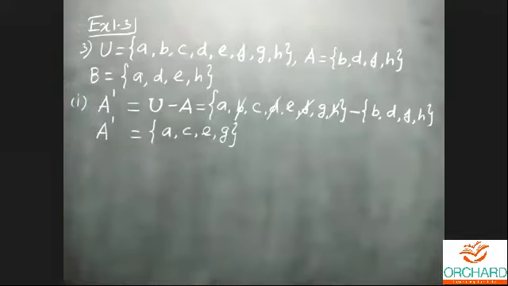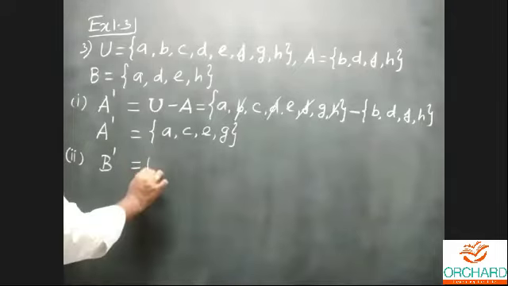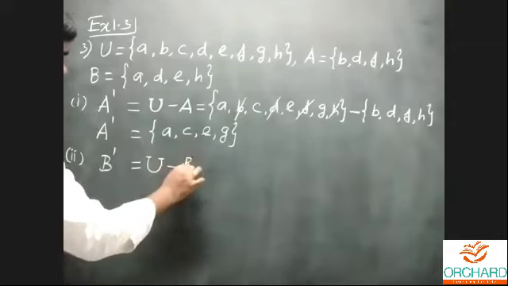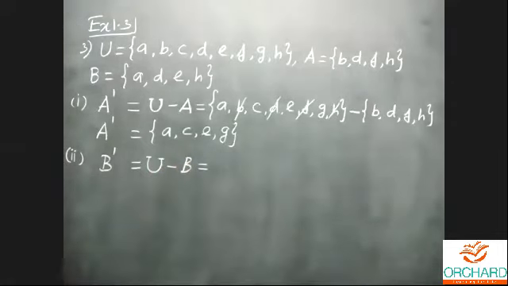The same way you can identify the complement of B. The complement of B is nothing but B dash. Universal set, difference B. Universal set, difference B.